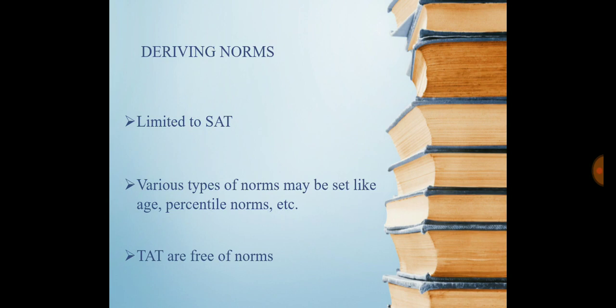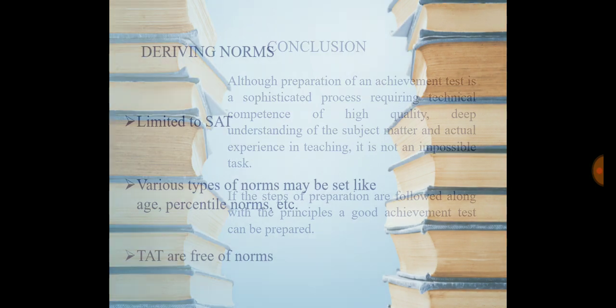The steps mentioned so far are limited to teacher-made achievement tests. However, in case of standardized achievement tests, various types of norms may be set, like age norms, percentile norms, etc. Teacher-made achievement tests are generally norms-free, which means that they are prepared according to the needs of the concerned teacher.